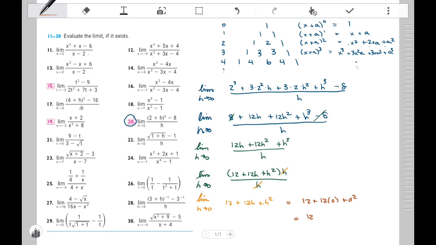Basically, any time that we see a single variable on the bottom, and that variable is approaching 0, we have sort of a first principles style limit, and in those we can usually have a bracket on top that we're trying to expand, factor out an h, and cancel off constant terms, and follow some kind of process like this.